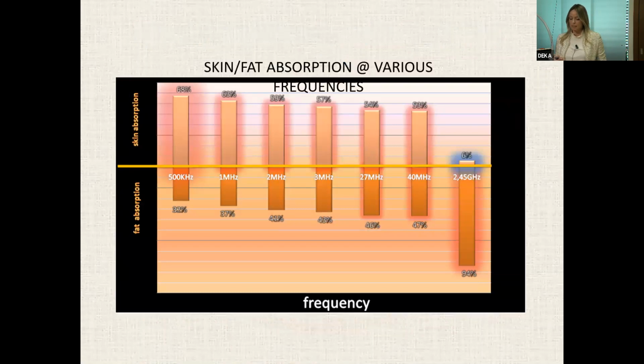Here we can see the difference between 2.45 gigahertz, so when we use the Onda device, the major part of the energy goes down in the fat layer, and 6% remains in the skin layer. The competitors' radio frequency mainly works between 27 and 40 megahertz. You see that the major part is absorbed by the skin.